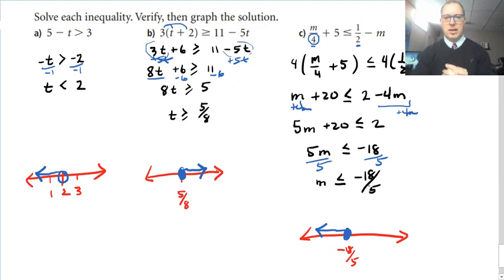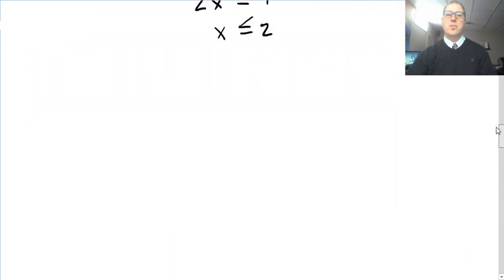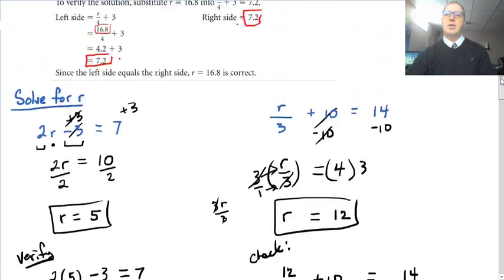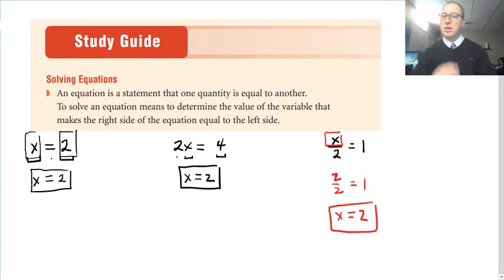Okay, so do some more practice from your textbook. I hope that has helped. Just some review for Chapter 6. Equations and inequalities, remember, are very, very similar. And the only trick with the inequalities is if you multiply or divide by a negative, make sure you flip that sign. All right, there you go.